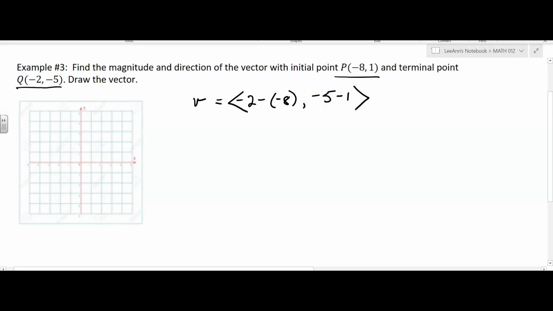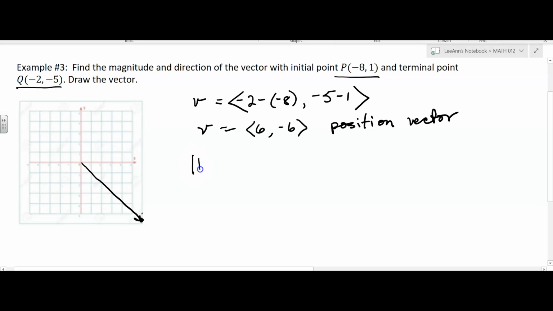Okay, so hopefully that's all fine for you. And so we get v is equal to 6 comma -6, and then that is the position vector, or the vector in standard position. Okay, we can draw the vector 6, -6, which is going to be like down here somewhere. Okay, but they want us to find the magnitude.